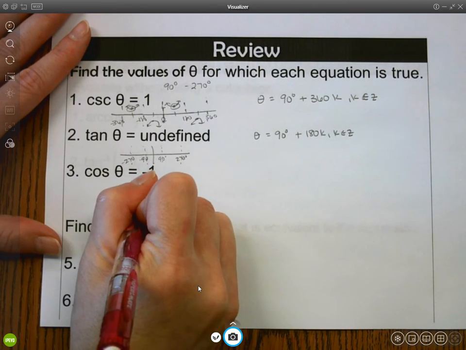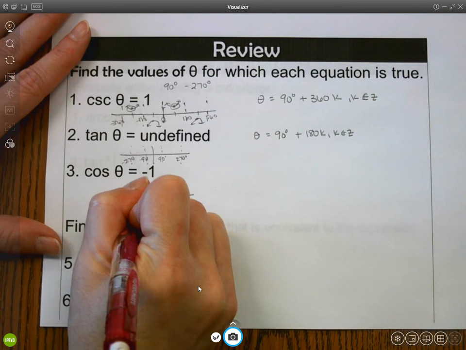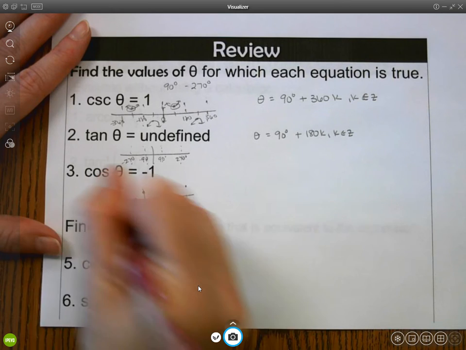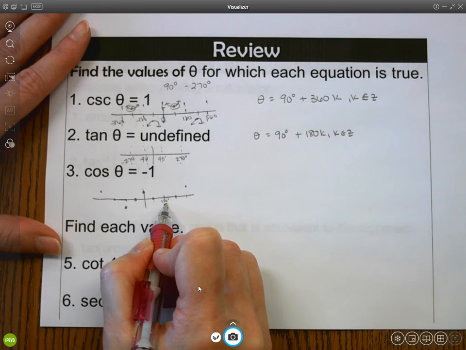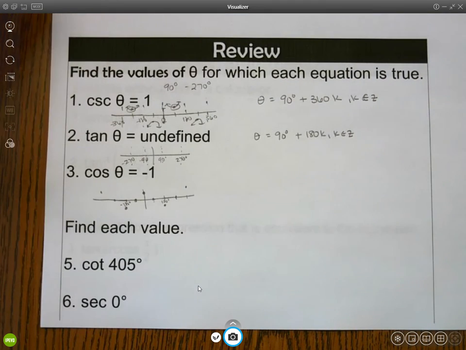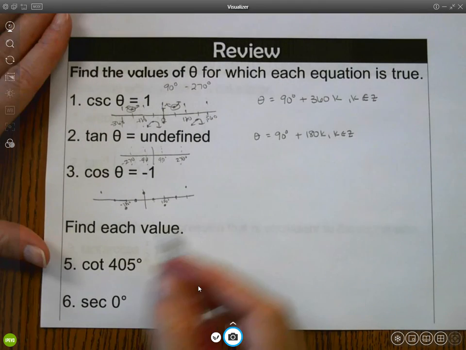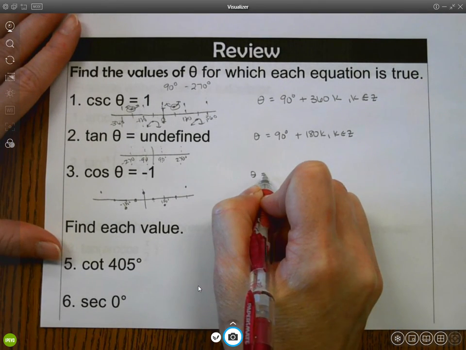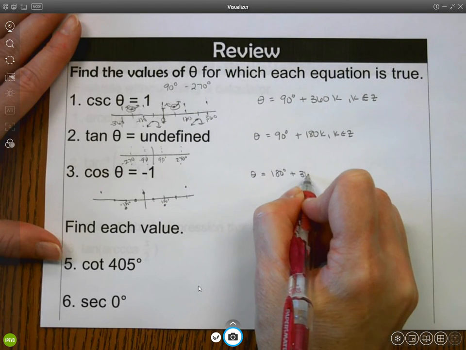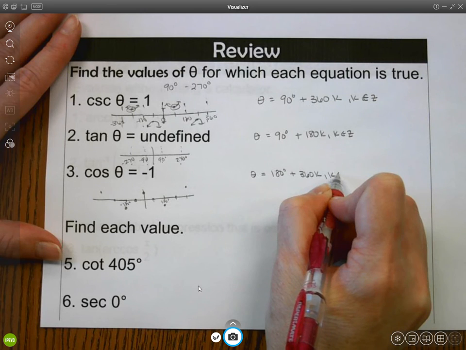All right, so going back this way, we're here, we're negative 1 here, we're back, and we're here. All right, so this is 90, this is 180, negative 90, negative 180. So you see that cosine is negative 1 once in a period. So it happens at 180 degrees plus 360k.